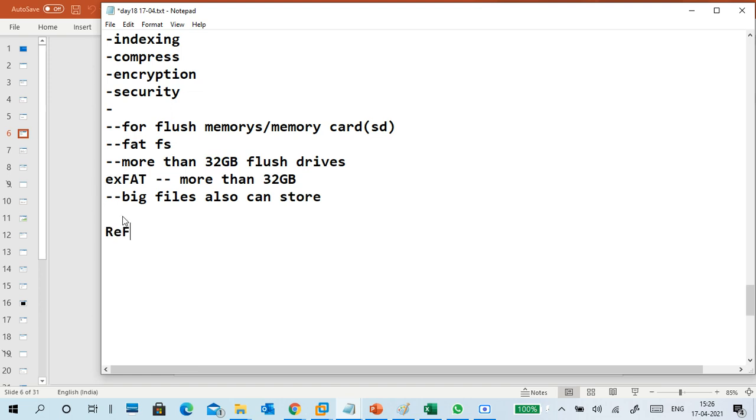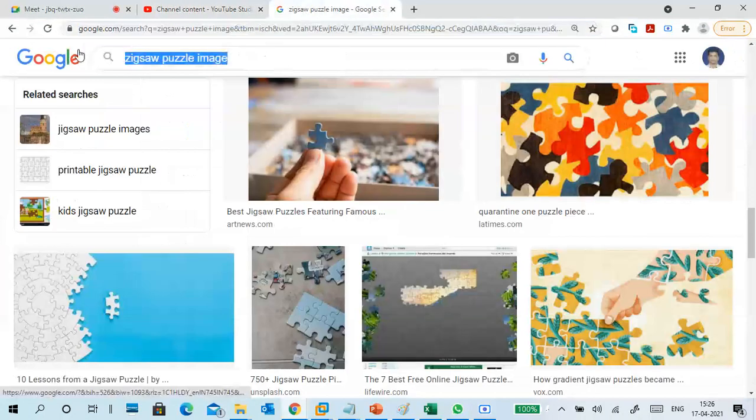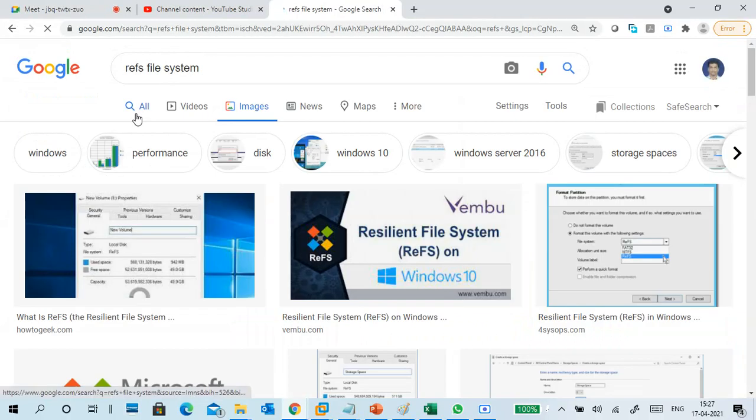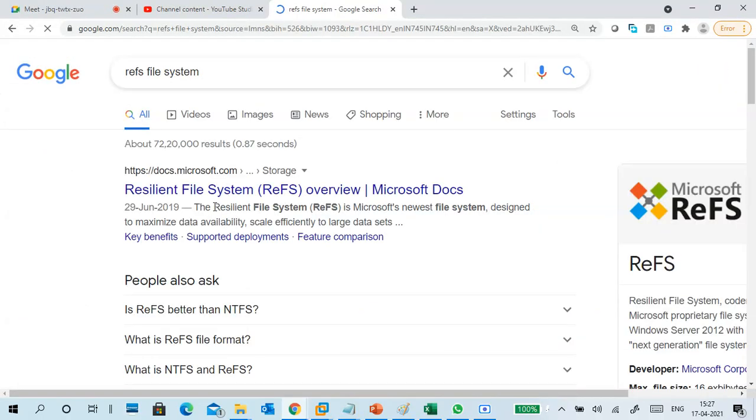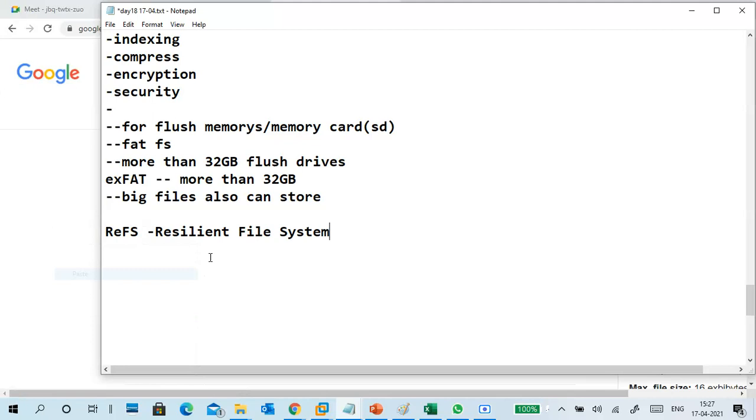Next file system is ReFS, the Resilient File System, which is from Microsoft only. Resilient file system, not an open file system. It was introduced in Windows 8 and Windows Server 2012, and is there in later versions.